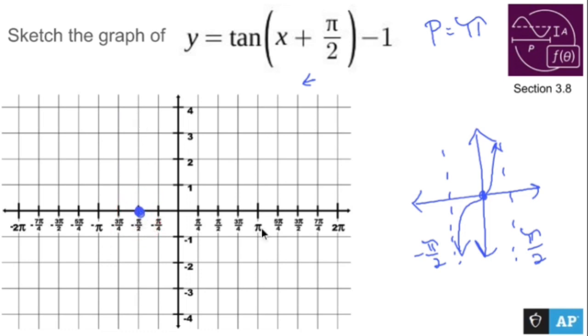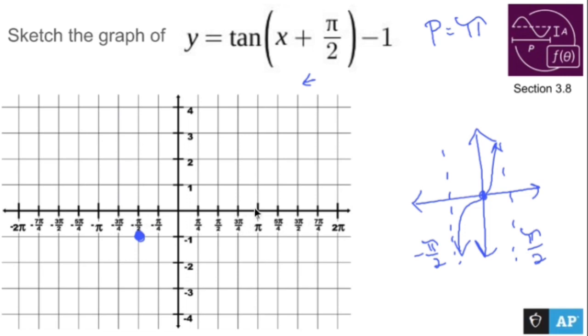Also, I'm subtracting 1, so I'm going to move this center down 1. So this graph is now going to go through the point negative pi over 2, negative 1. Since I have a period of pi, that means every half a pi to the left and to the right of where it goes through is going to be a vertical asymptote.